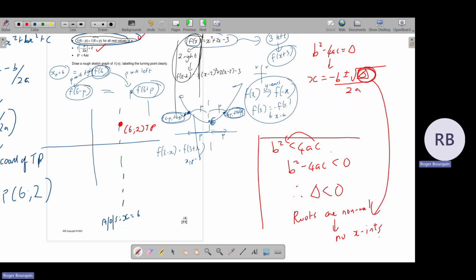So by telling you that b squared is less than 4ac, they are telling us delta is negative, so we're going to have no real solutions. The roots are your x-intercepts. So if I go back to the graph now, is this graph going to be happy or sad if there are no x-intercepts? Well, it has to be happy if it turns over there. And there's your sketch.